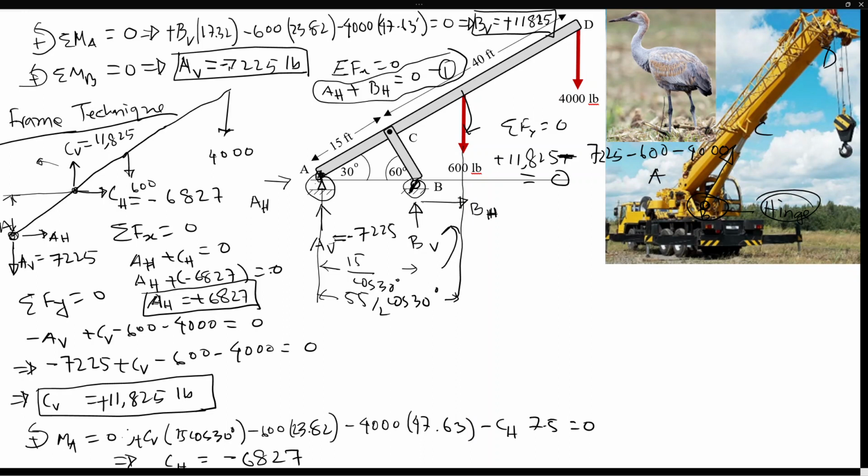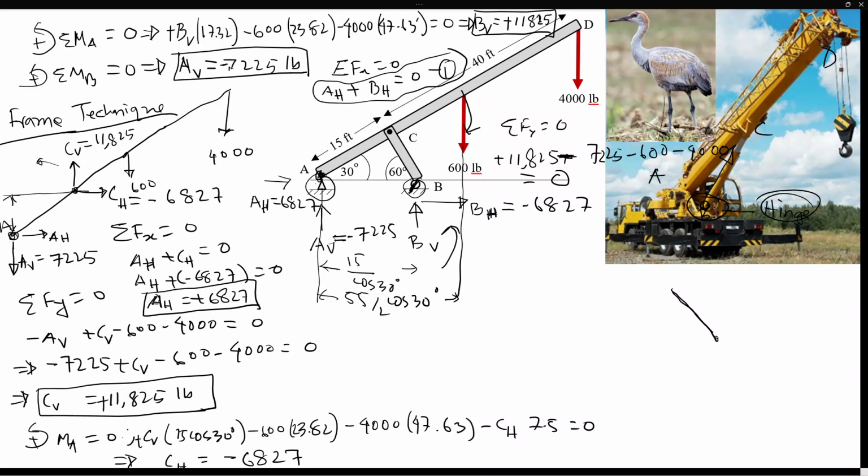Therefore, you have the horizontal reaction at point A, which is 6827, so then the BH would be minus 6827, just to balance that, because in the free body of the entire crane, the only horizontal components are AH and BH. So we got that. Now to verify, we can draw the cylinder and then we can do our verification. So we basically have all the unknowns.